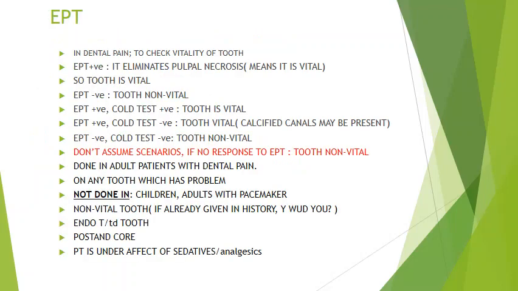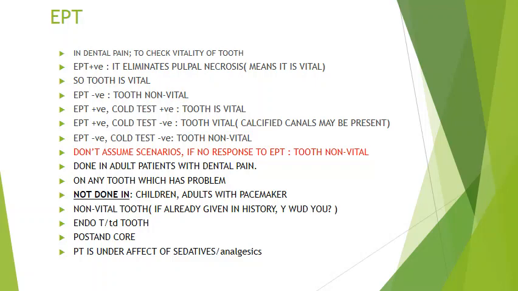Moving on to the next, EPT. Electric pulp testing is a diagnostic aid which helps us in establishing the health of the dental pulp. Basically, it tells us whether the pulp is healthy or not. We know how to do it. We apply a conducting medium on a dry tooth, and with the help of an electric pulp tester, we perform this test. It tells us whether the tooth is healthy or not, whether the pulp is vital or not.